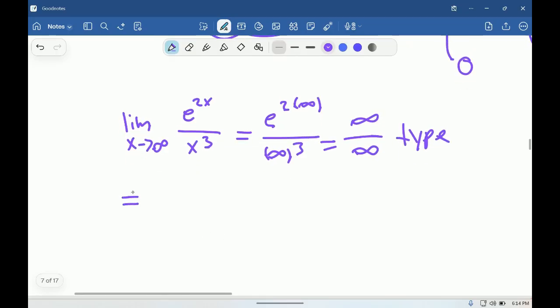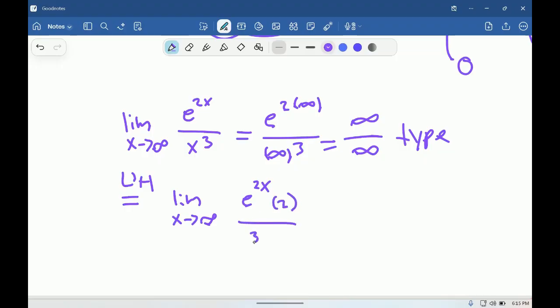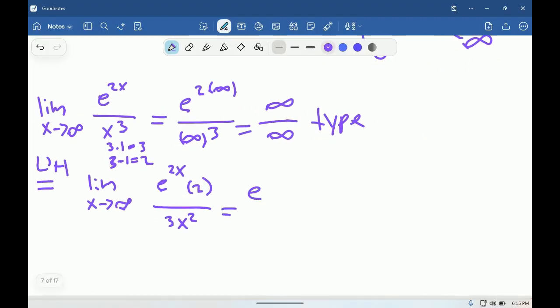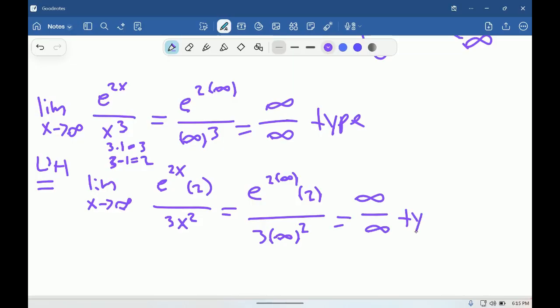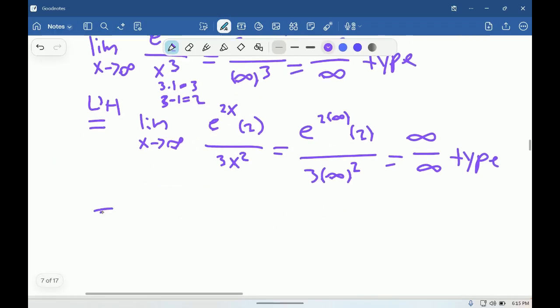We're going to apply L'Hopital's rule. We're going to get 2e to the 2x over 3x squared. The 2 comes from 3 minus 1 equals 2. And when we plug in our positive infinity, we're going to get still positive infinity over positive infinity type. So we're going to apply L'Hopital's rule again.